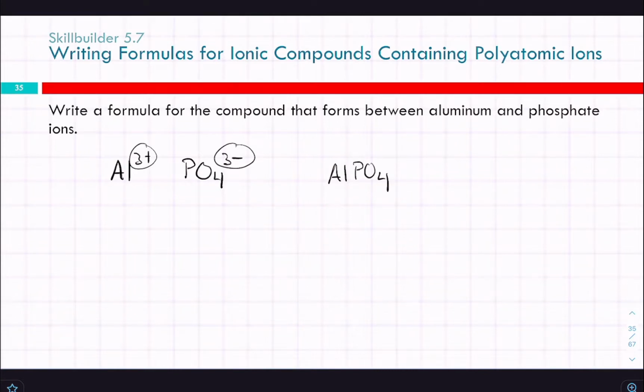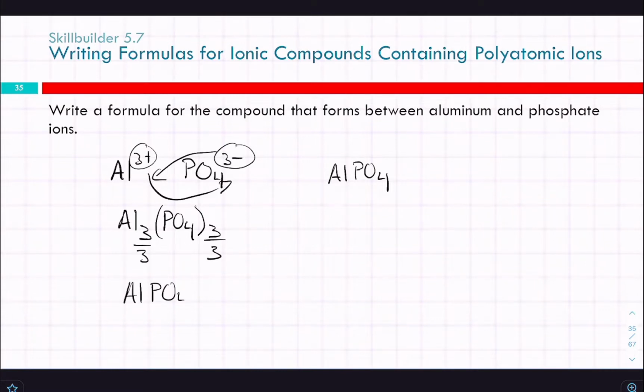Because if we do the crisscross method, and I'm not saying it's wrong to do the crisscross method. If the crisscross method makes sense, use it every time. It'll work. But there are shortcuts that you can take. So now we're going to do the crisscross here. We'll have aluminum 3, PO4, and again, because this is a polyatomic ion, add parentheses, and 3. But again, we've ended up with 3 of each, and we can simplify that. So if we divide both by 3, we have AlPO4.